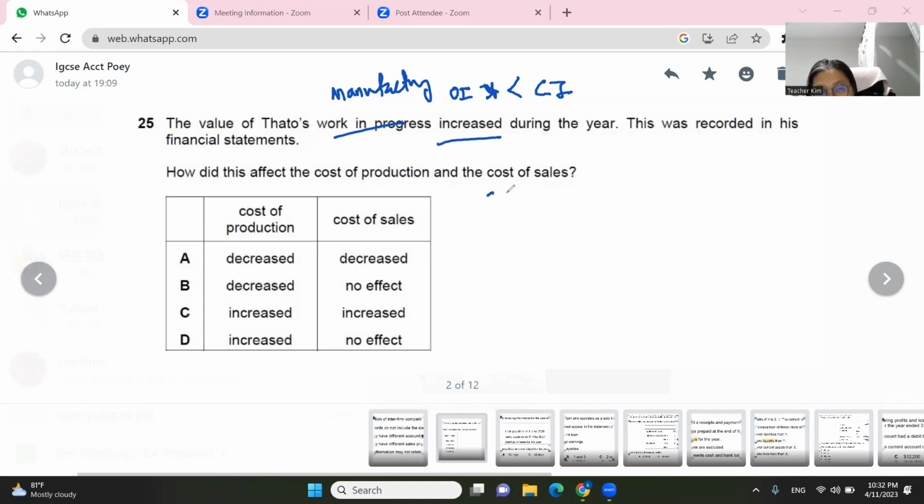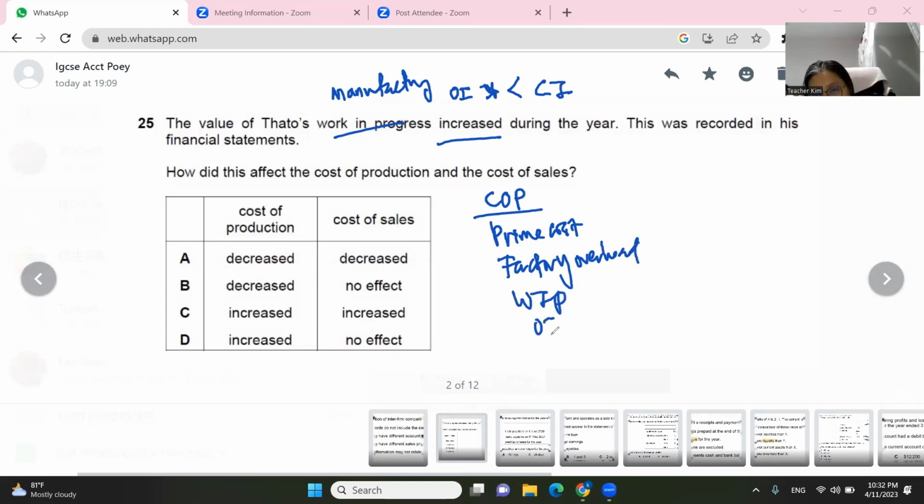Okay, so our cost of production starts from the prime cost, and then factory overhead, and then after that WIP. So for WIP, we have opening inventory minus closing inventory. So for example, here we have 3,000, here we have 4,000, because they say closing inventory increased more than the opening inventory. So now we reduce by 1,000. So your cost of production will reduce by 1,000.